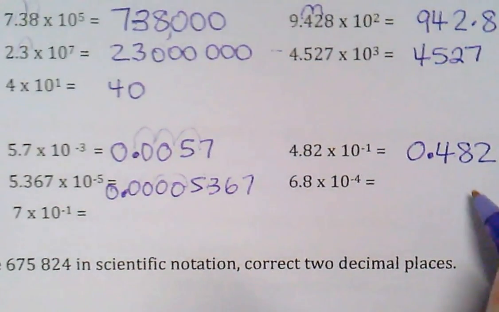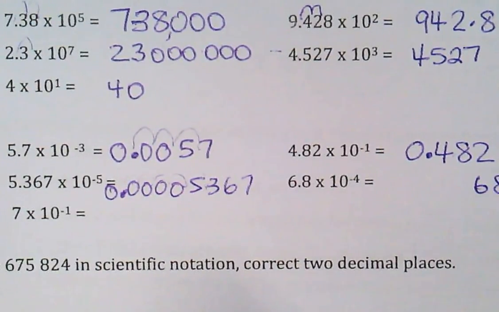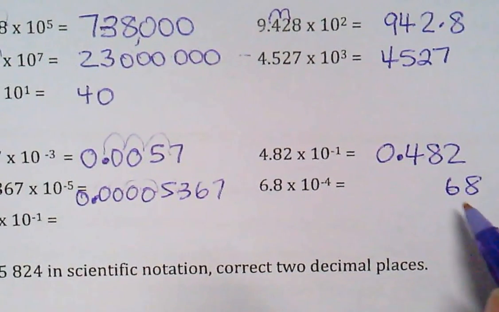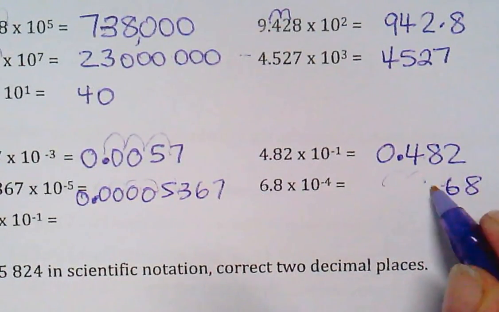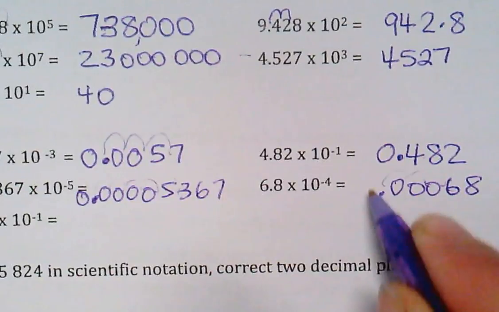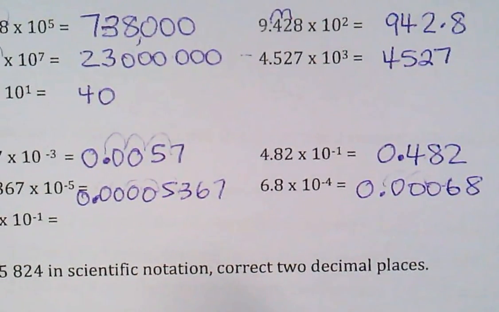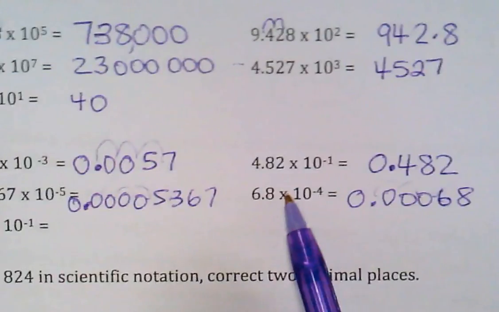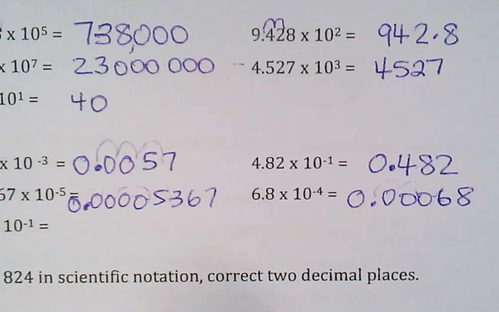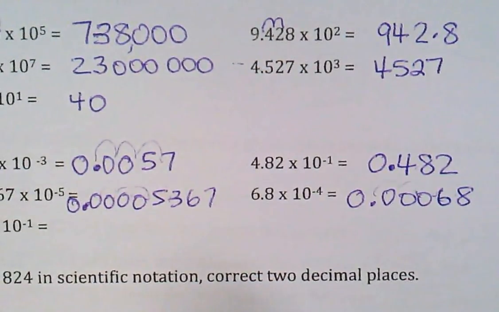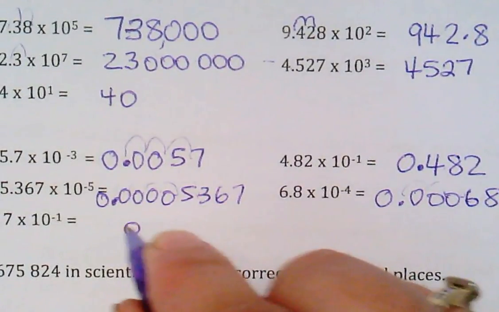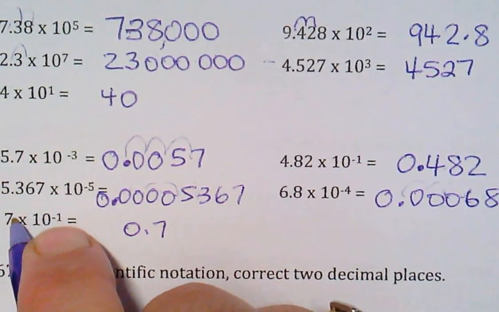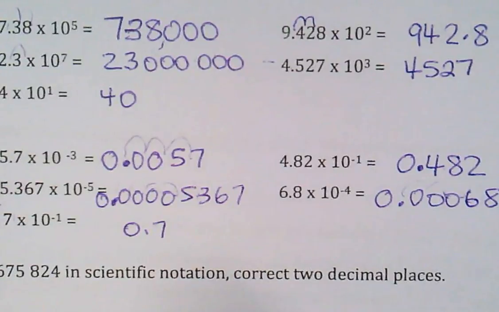How many jumps back? So when you do these ones, put your 68 over there. The point is here. Go back 1, 2, 3, 4. Fill in some zeros with the point. See, when you look at 6.8 times 10 to the negative 4, that's small. Okay? It's a really small decimal. What about the last one? A bit tricky? 0.7. Good. Because whole numbers, the point is at the end, it's 0.7.